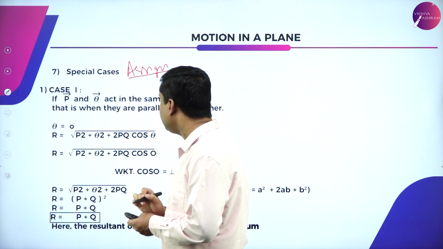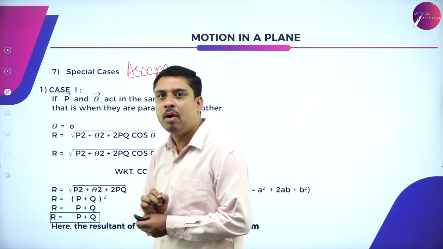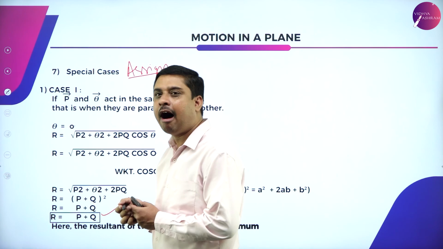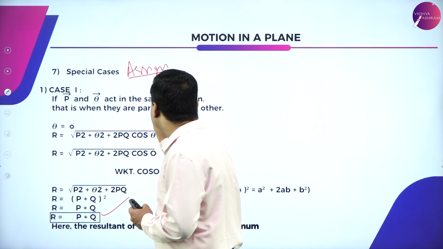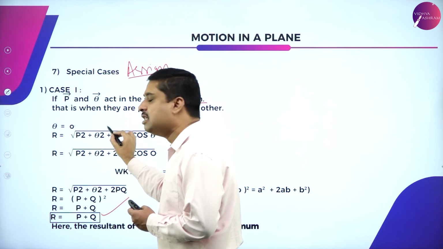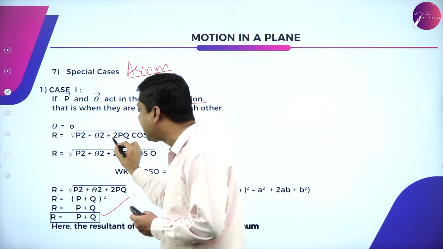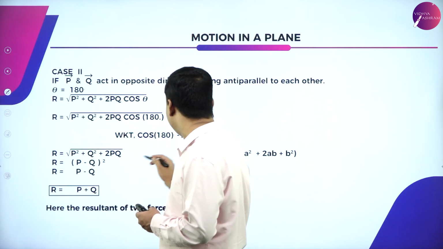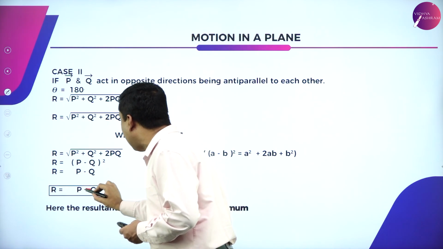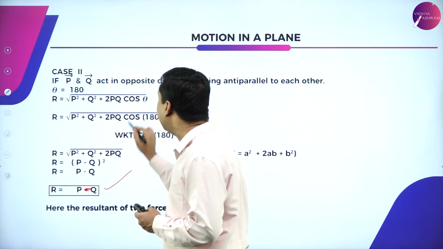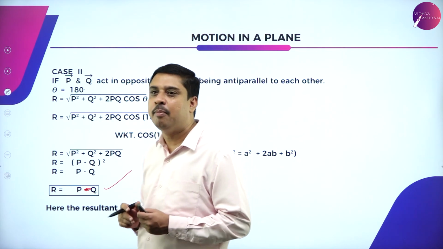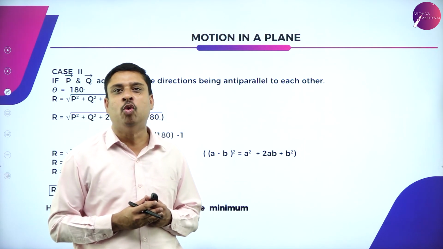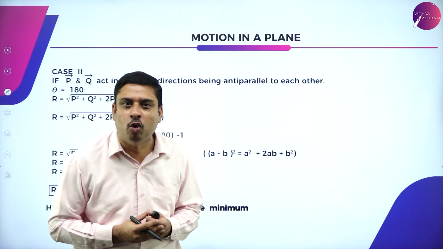Case 1. What is the maximum possible value of the resultant? We write R is P plus Q when they are in the same direction. How? Just substitute, and you will get an idea. Arrive at R equals P plus Q. Minimum possible value is P minus Q. How? Again go through this. So as an assignment, I want you all to arrive at the maximum possible value and minimum possible value of the resultant.